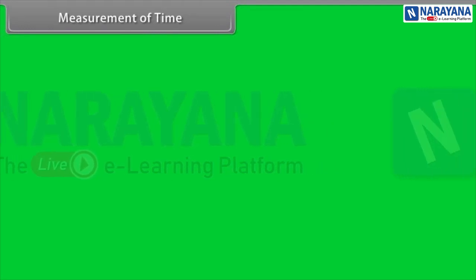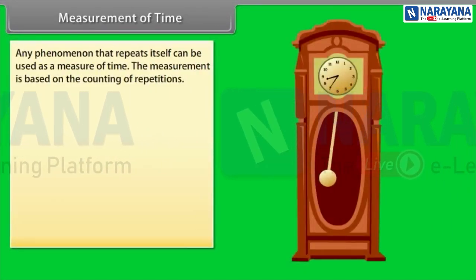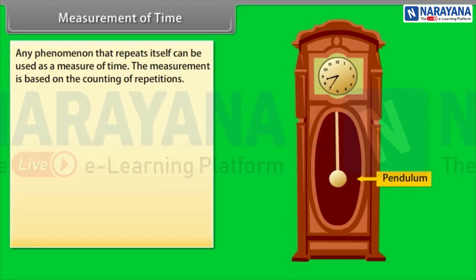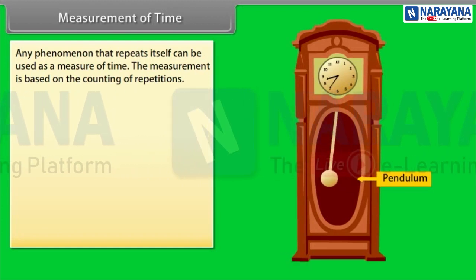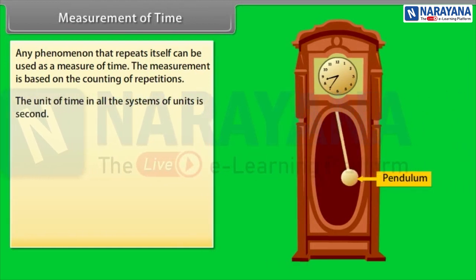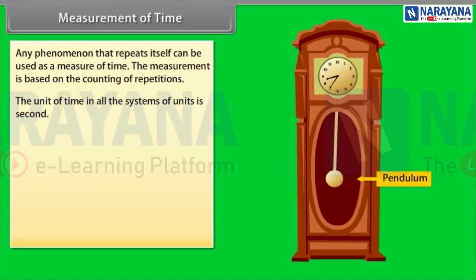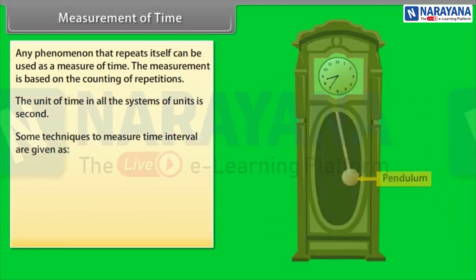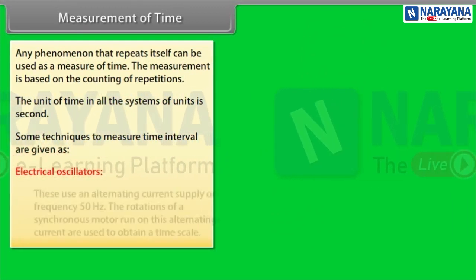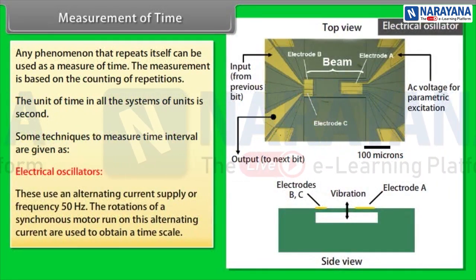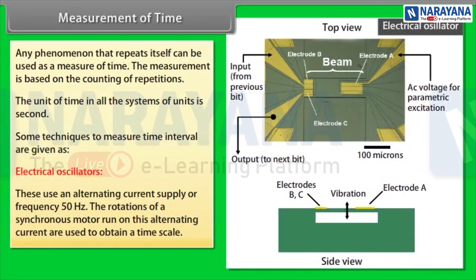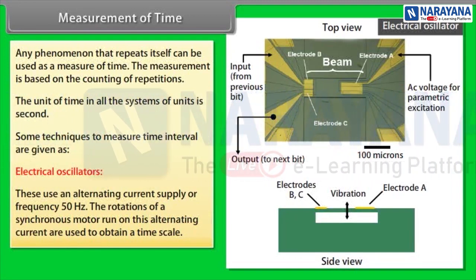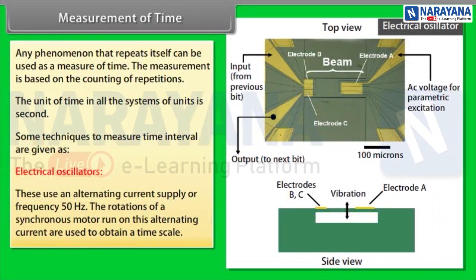Measurement of time. Any phenomenon that repeats itself can be used as a measure of time. The measurement is based on the counting of repetitions. The unit of time in all the systems of units is second. Some techniques to measure time intervals are as follows. Electrical oscillators. These use an alternating current supply of frequency 50 Hz. The rotations of a synchronous motor run on this alternating current are used to obtain a time scale.